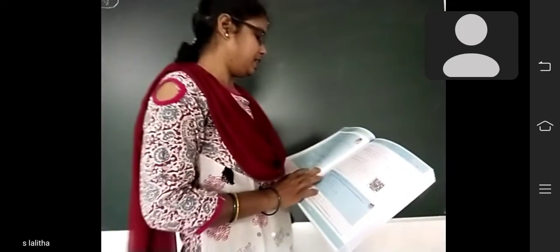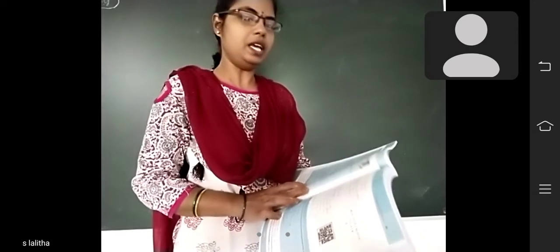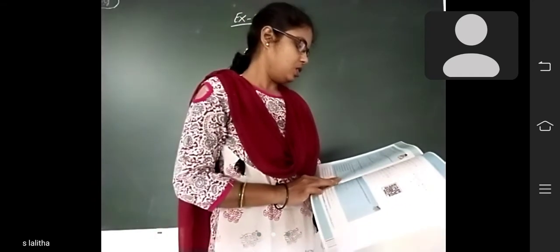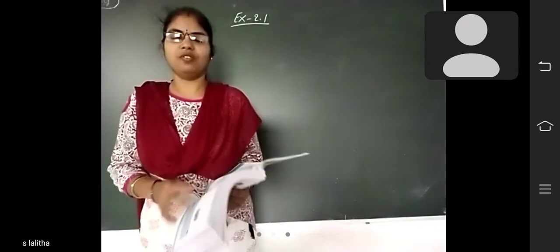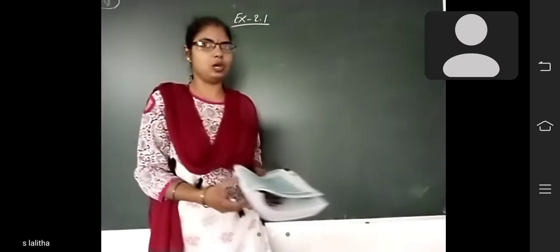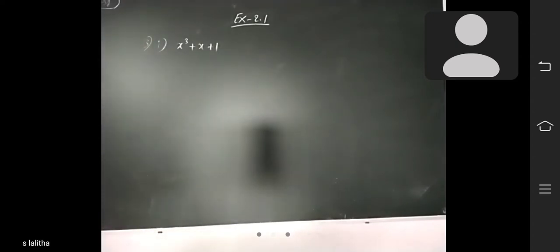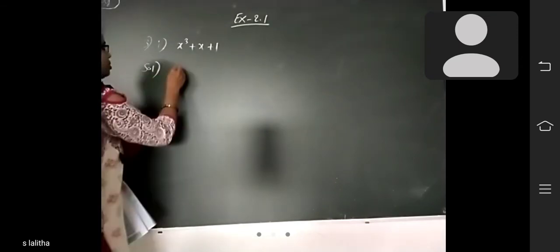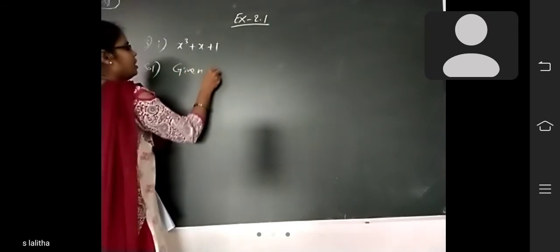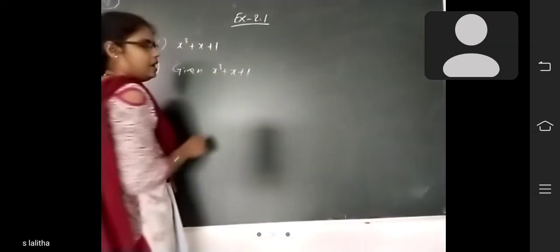Next, third question, see children. Write the coefficient of x cube in each of the following. So you have to write the coefficient of x cube. Coefficient means it is a multiple of x cube. So what is the first question, children? x cube plus x plus 1.